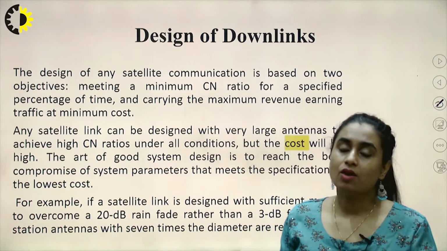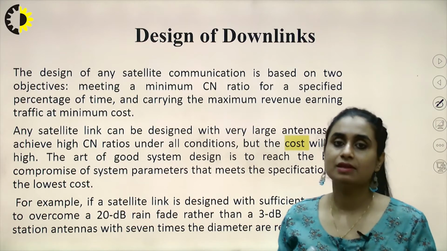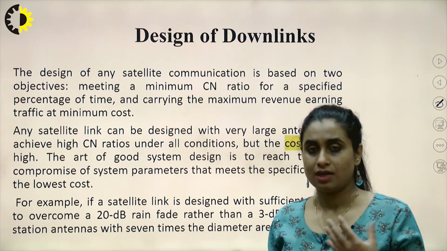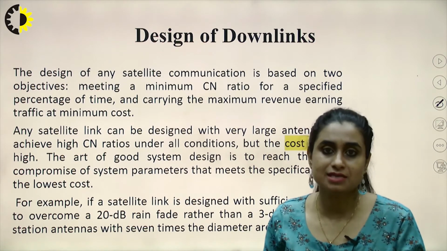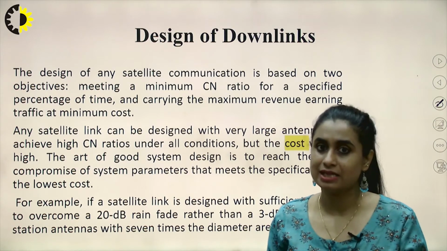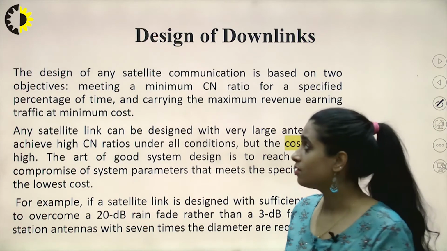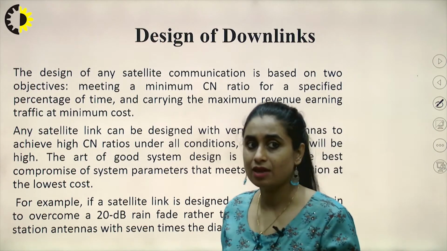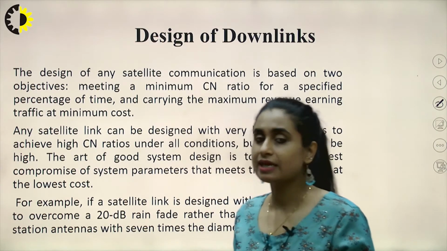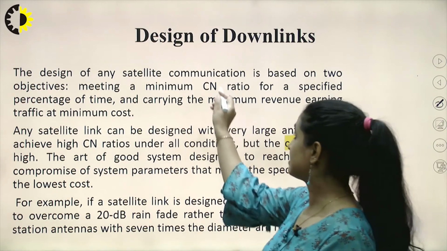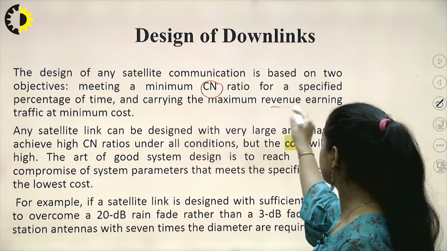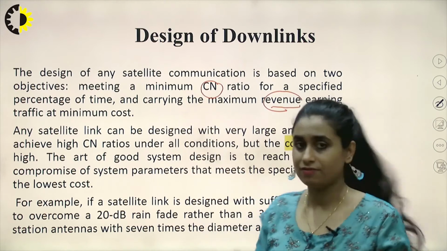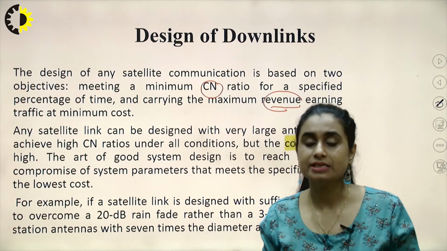When we think of designing a system, there are several parameters that have to be taken care of. So what are the major parameters that we need to take care of whenever we design our downlink? First of all, we should be taking care of two things, that is the C to N ratio and the revenue, or the traffic, right? Why C to N and revenue?